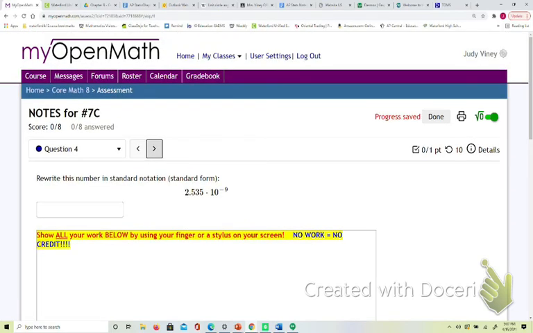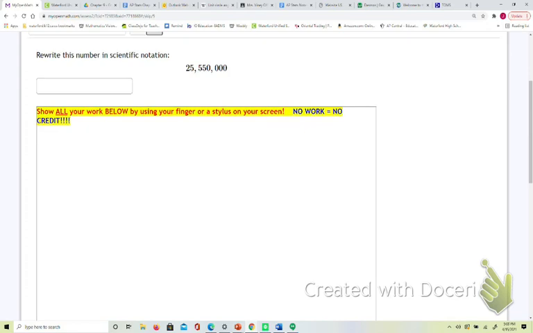Number 5. Okay, now, number 5 says, here's a number in standard form. You put it in scientific notation. So 25,550,000. So the first thing you're going to do is you're going to write the number down. Now, notice that this is a big number, and notice that there's no decimal point. Remember, if there's no decimal point, it's at the end. Now, if I'm supposed to write this in scientific notation, I have to move the decimal point so that the number is between 1 and 9.